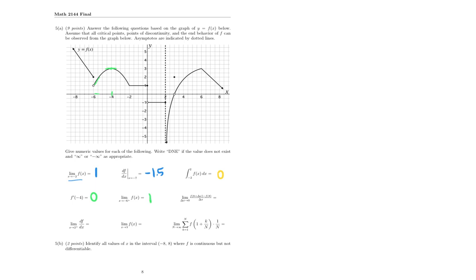This is the definition of derivative evaluated at 8. So this is f prime of 8. And f prime of 8, again, is the slope of this line, which we found already was -1.5.